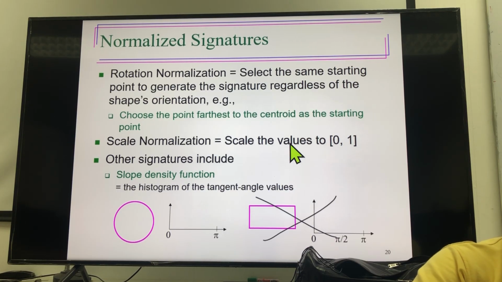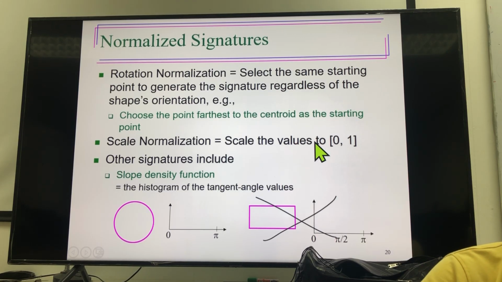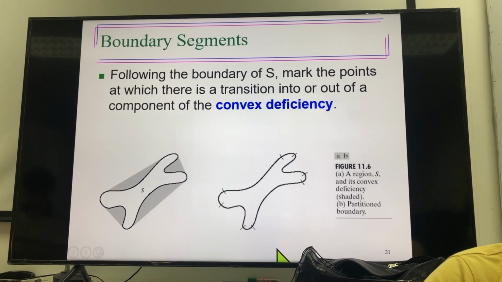We could use other shape density functions. This is just one example. For example, you could have the signature, the histogram of the signature. Well, anyway, this is wrong somehow. Anyway, the boundary segment.